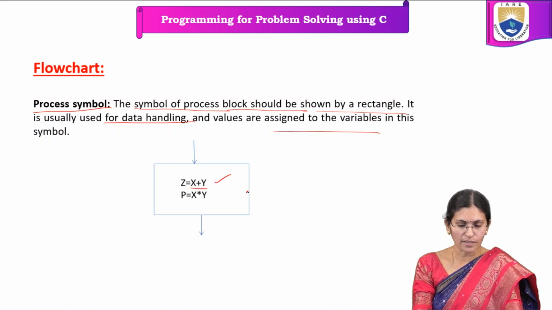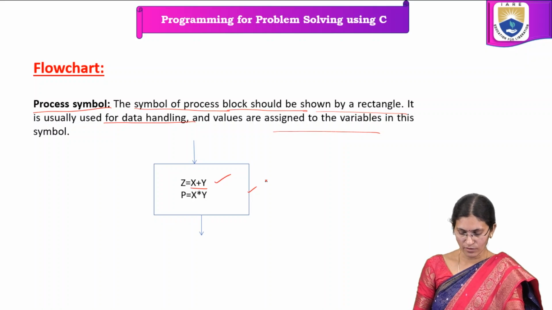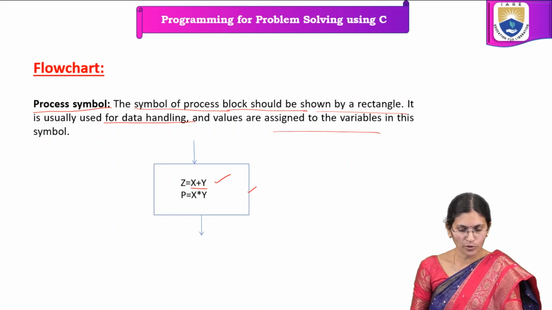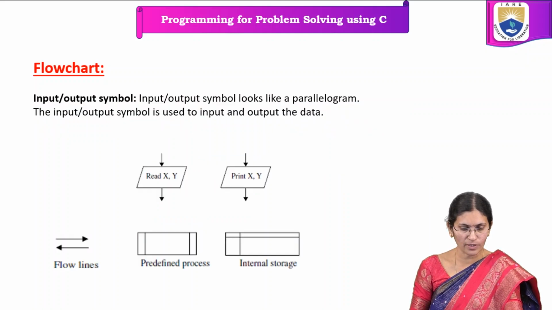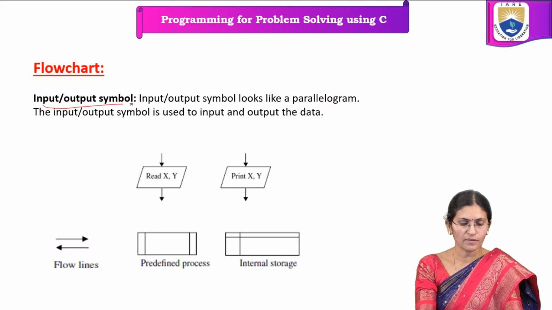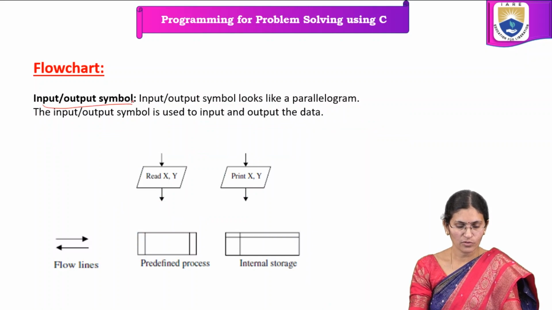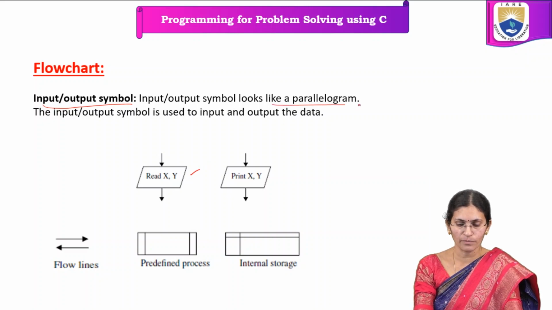So that is done inside this rectangular block. So this is the process symbol. And next one is, apart from this, we have input and output symbols. So input output symbols, these are given by parallelogram. They look like a parallelogram.